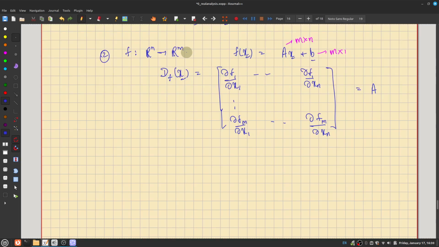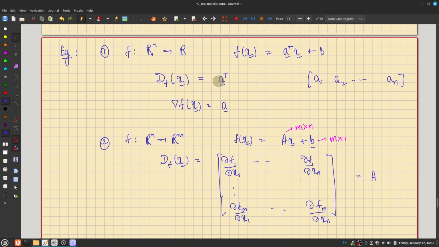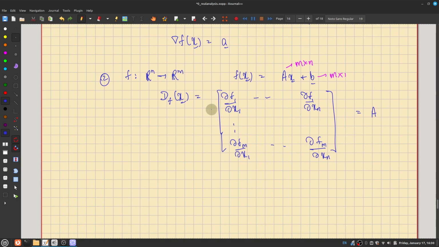Again, how do you get this? You just try to evaluate each term. This first term will just be a11, a12, and so on up to a1n, and likewise. So it's straightforward, and this is exactly what happens in the one-dimensional case. If you have f from R to R where f of x is equal to ax plus b, you know that the derivative is just equal to a. And the same thing happens when you have a function from Rn to R as well as from Rn to Rm. So far everything is consistent.